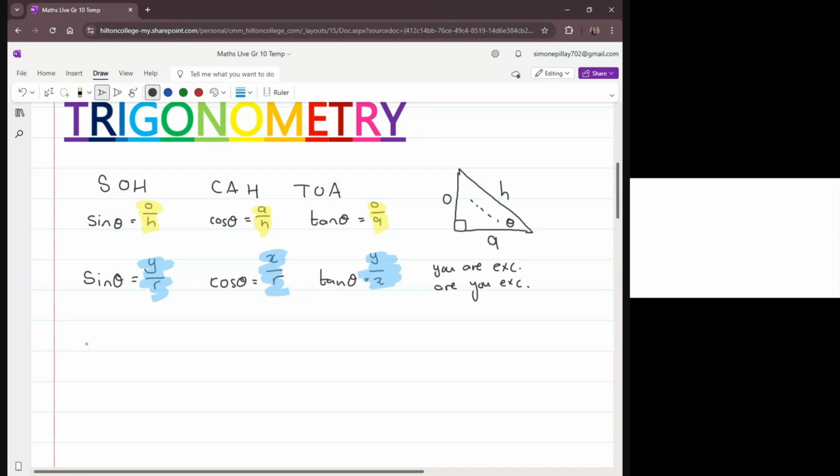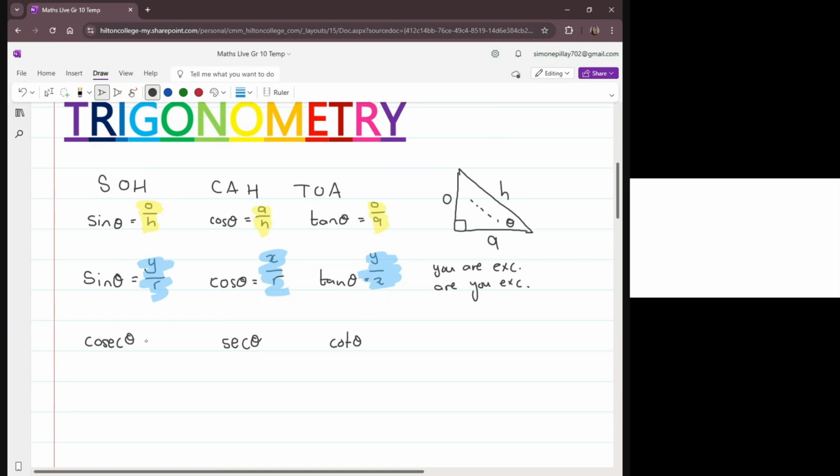Back to our pen. We have something called cosec, something called sec, and something called cotangent. These are literally the inverses, the cousins, of the ratios that they are below.